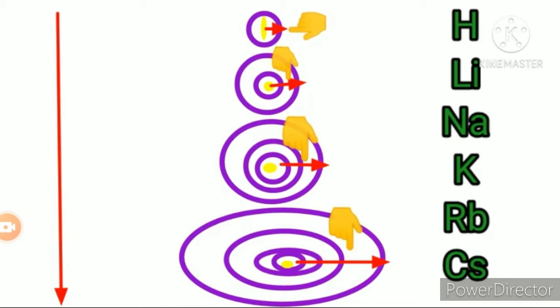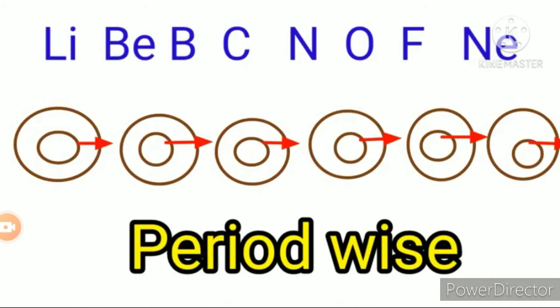What do atomic radius and ionic radius mean? It is the distance between the center of the nucleus and the outermost electron. Next, along the period: lithium, beryllium, boron, carbon, nitrogen, oxygen, fluorine, neon. In lithium, 1 orbital. Beryllium, 1 orbital but 2 electrons. Boron, 1 orbital, 3 electrons in the outermost orbital. Carbon 4 electrons in the outermost orbital.